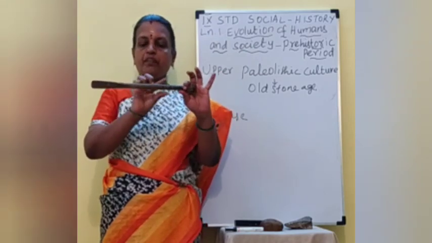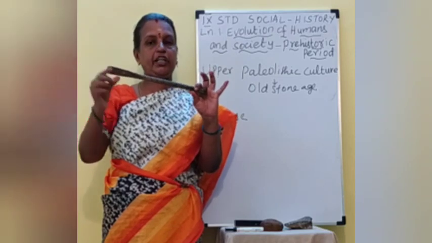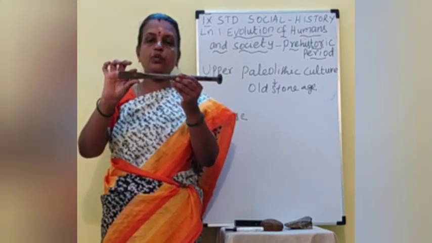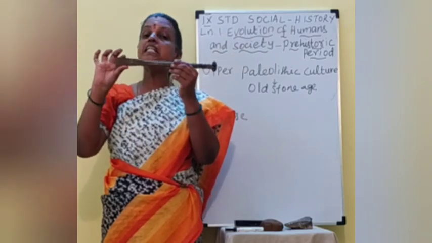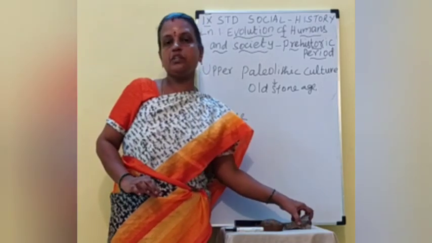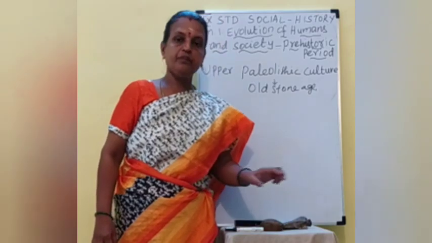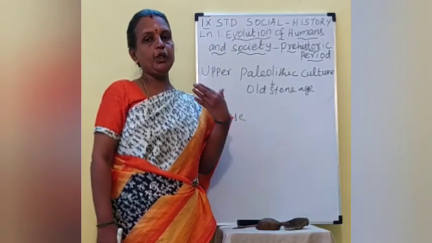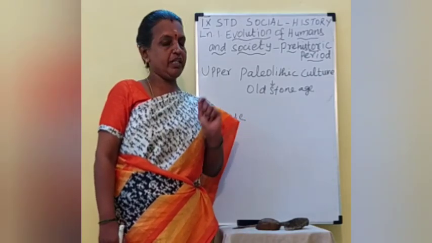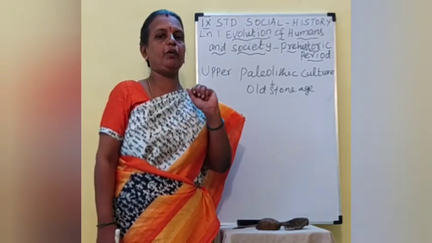A burin is a stone-made chisel with a sharp edge. So it will be like this. They used a chisel like this, but this one is made of iron. They used this kind of chisel with a sharp cutting edge. These people used more silica-content raw materials, which means silica-containing stones were used by these people.